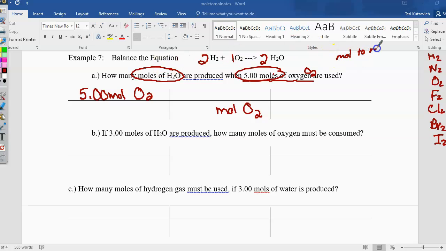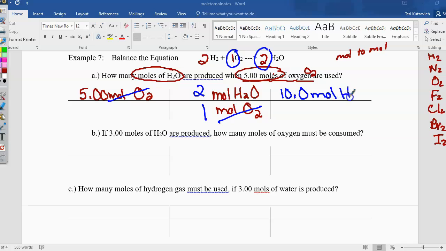Mole-to-mole. The hardest part for you guys is going to be figuring out what type of problem this is. Moles of H2O go on top. Since it's a mole-to-mole problem, mole on top, mole on bottom, where do we get the numbers? Get them from the coefficients. So 2 goes in front of the H2O, and 1 goes in front of the O2. Your moles of O2 cancel, and you are left with 10 moles of water. And since I only had 3 sig figs here, I used 3 sig figs there.